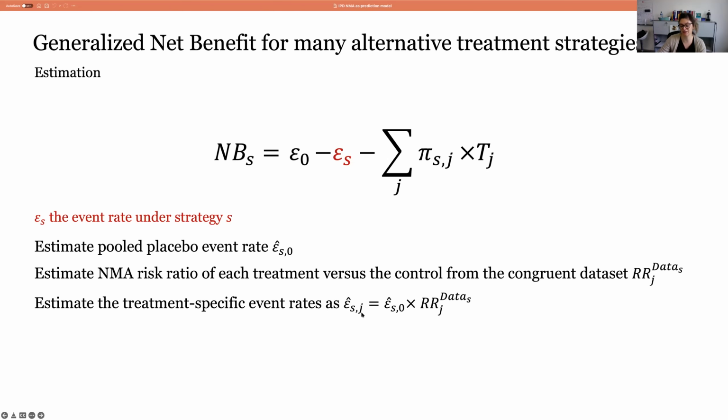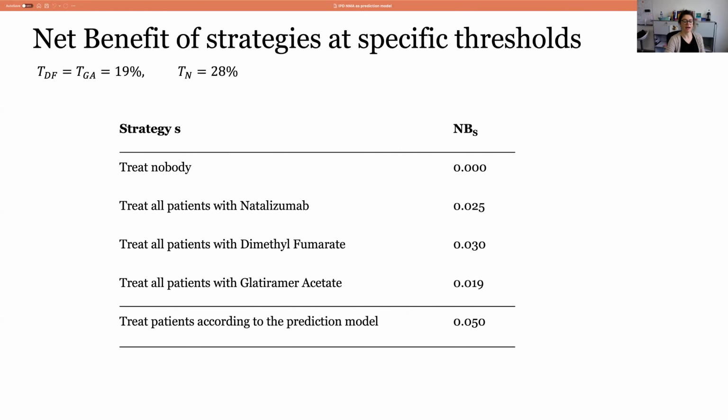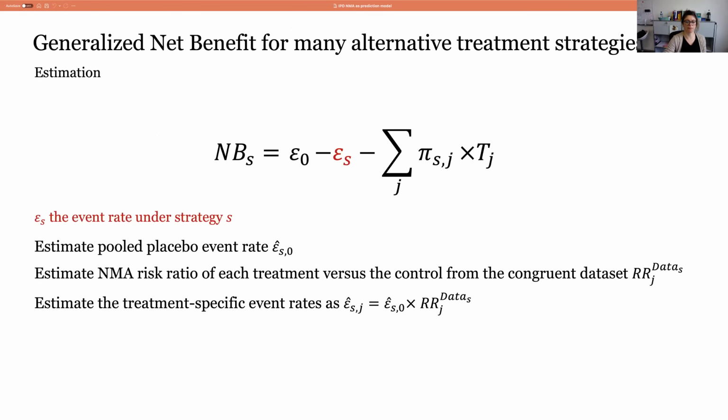epsilon S under treatment J as the event rate under the control, the placebo here, multiplied by the risk ratio estimated from network meta-analysis in the congruent data set. And that I didn't explain because it's the event rate under placebo, so we can estimate it from the original data.